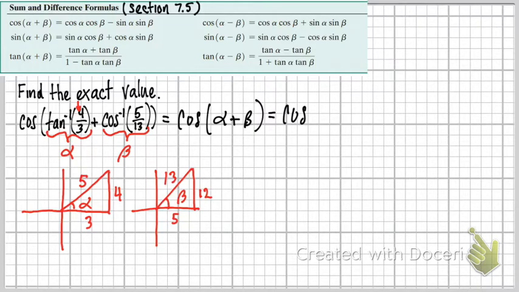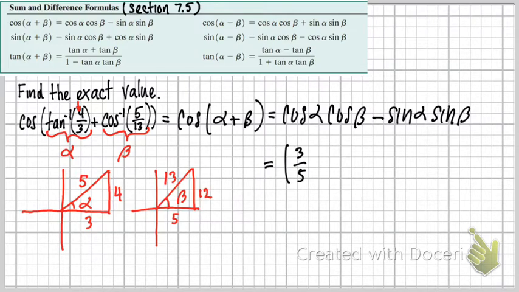So that's going to be cosine of alpha, cosine of beta. We're using this first one here. And then minus sine of alpha, sine of beta. If we think about what those values are, the cosine of alpha, we're coming back here to this first angle, and cosine is adjacent over hypotenuse, so that's going to equal 3/5. And the cosine of beta, using the second one now, is going to be 5 over 13.